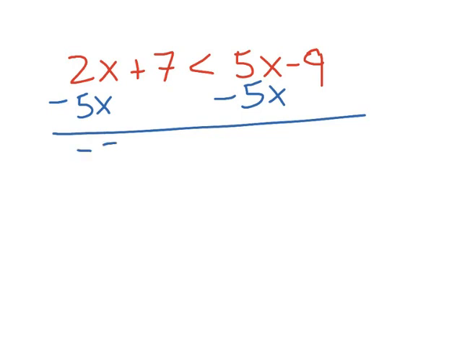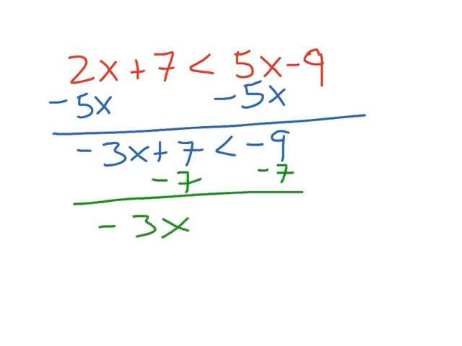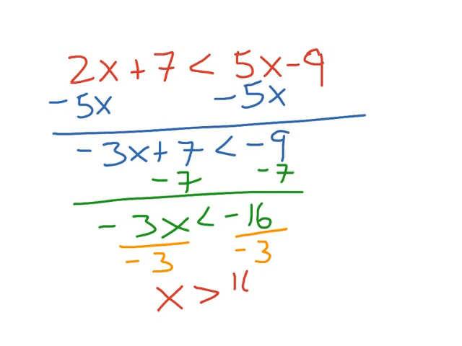So I put the x's on the left: negative 3x plus 7 less than negative 9. Subtract 7 on both sides. Negative 3x less than negative 16. Here comes the important one, divide by negative 3. I'm dividing both sides by a negative number. When I divide by a negative number, I have to flip my inequality. So I end up with x greater than 16/3. There's the type of linear inequality you're going to be expected to solve.